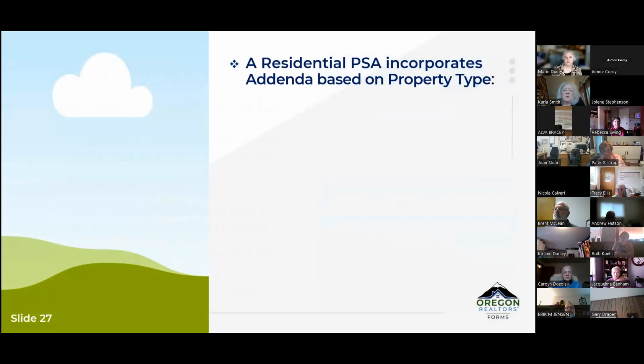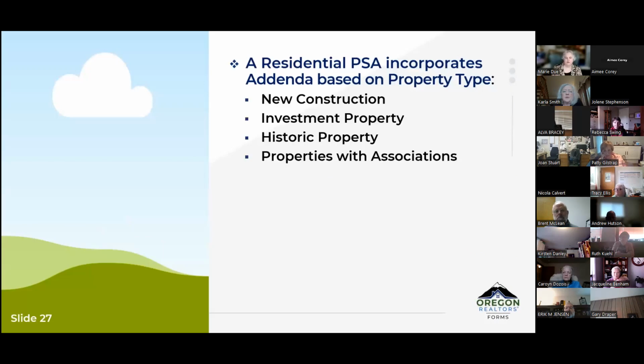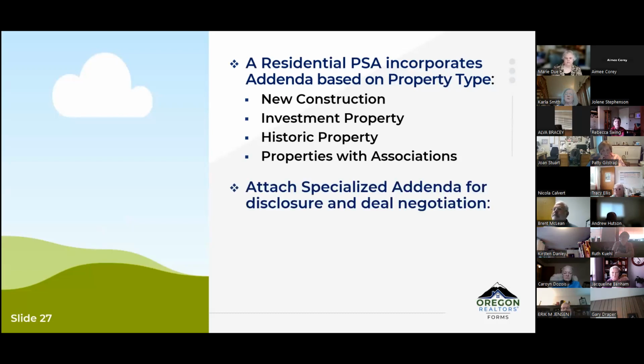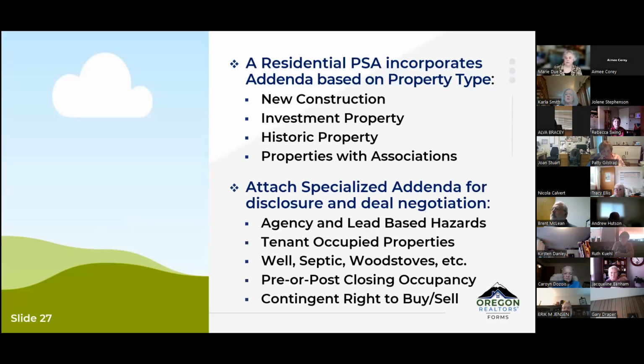So it incorporates the addendum. It's a regular residential, but then it's got an addenda based on the property type. New construction is just an addendum. Investment property is just an addendum. Historic property and properties with associations, addendums. There's specialized addenda for disclosure and deal negotiations, like agency, final agency acknowledgement, lead-based paint hazards, tenant occupied, well, septic, wood stoves. We're used to those.